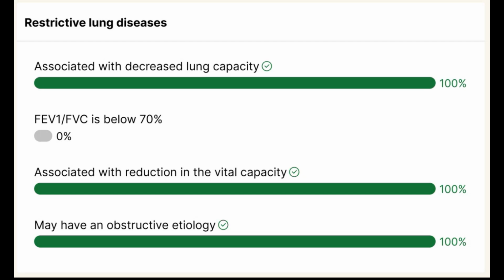So with restrictive lung diseases, expect to see all the lung volumes decreased. So lung capacity is decreased. Important is the decrease in the vital capacity. The Tiffeneau index, which is the forced expiratory volume over the forced vital capacity, is usually normal or increased because they either decrease proportionally or the forced vital capacity will decrease more than the forced expiratory volume. That it may have an obstructive etiology is correct, especially with the emphysema related to chronic bronchitis.